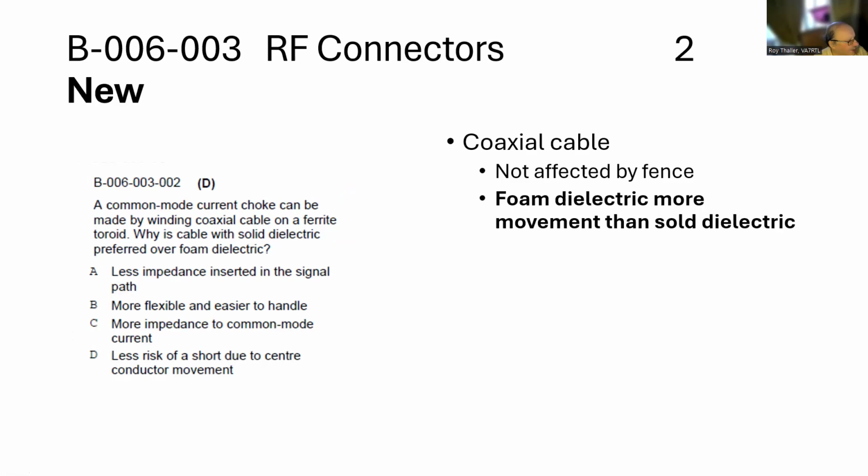A new question here. A common mode current choke can be made by winding coaxial cable on a ferrite toroid. Why is cable with a solid dielectric preferred over a foam dielectric? In this case, the correct answer is D. There's less risk of a short circuit due to the center conductor movement. The center conductor is more rigid in a solid dielectric than a foam dielectric, and because you're making small turns over a toroid, a ferrite material, the solid dielectric is better.